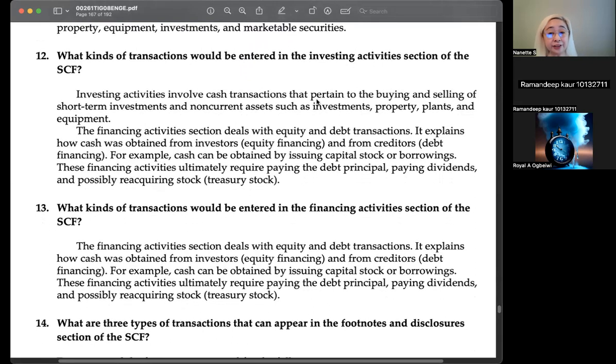So here are some of the transactions that you would be entering in the investing activities. Investing would be if you buy or sell short-term investments and non-current assets. So if you made an investment in mutual funds or marketable securities, if you buy property, if you buy equipment for your business, that would be under investing activities.